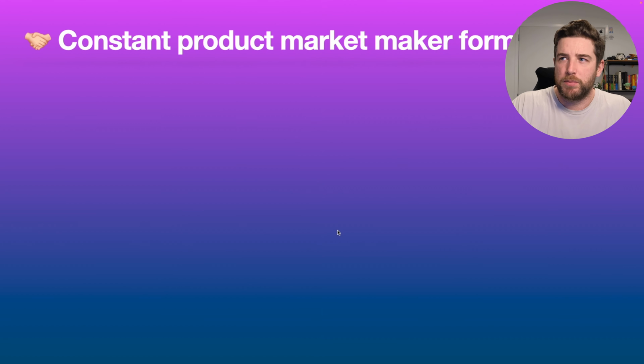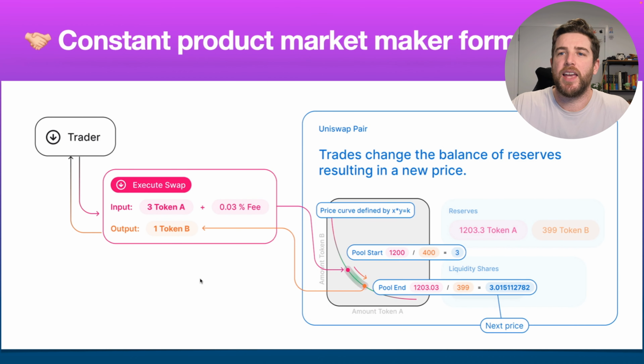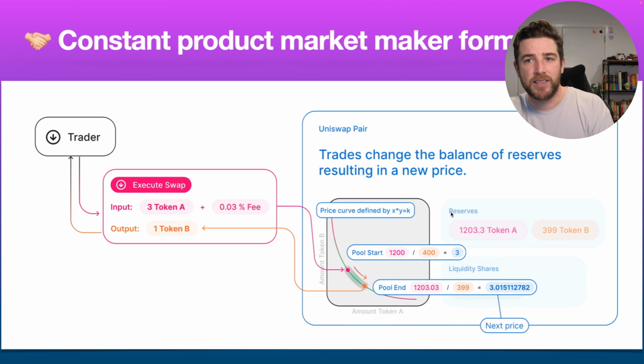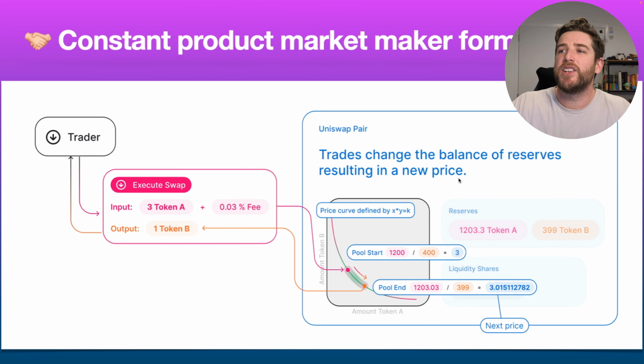Let's focus on the constant product market maker formula with this example that we already saw in the DeFi session, but I'm going to repeat it because this is the base of how AMMs work. So you have the trader that wants to swap 3 tokens A for 1 token B because that's the price. On the pool, each trade changes the balance of the reserves of those 2 tokens, resulting in a new price. What does this mean? It means that the pool has this price curve defined by the constant product market maker formula, X times Y equals K, and the price is going to move along this curve.